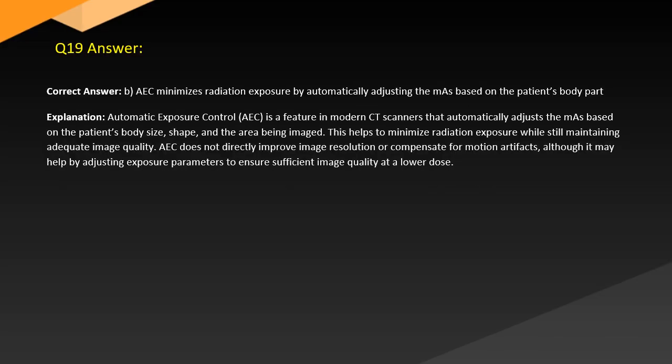Answer. Correct answer: B. AEC minimizes radiation exposure by automatically adjusting the mAs based on the patient's body part. Explanation: Automatic exposure control is a feature in modern CT scanners that automatically adjusts the mAs based on the patient's body size, shape, and the area being imaged. This helps to minimize radiation exposure while still maintaining adequate image quality.